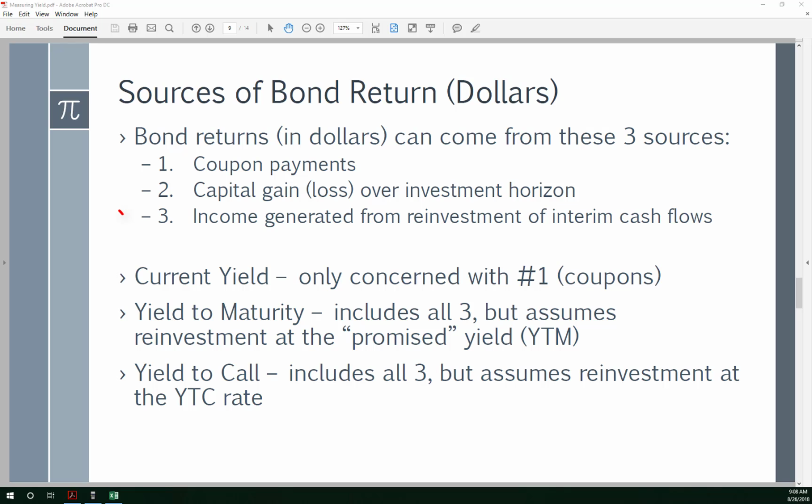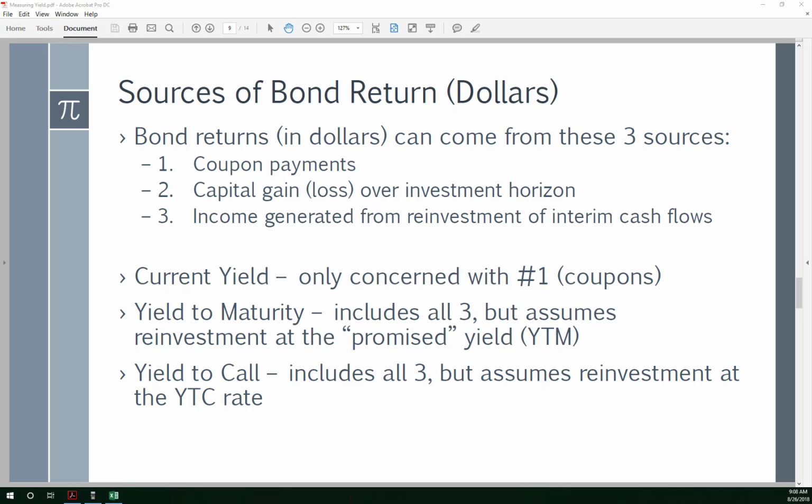Third is income generated from reinvestment of the interim cash flows. So typically we're going to be thinking about the coupon payments you receive. As an investor, as a portfolio investor, frequently you'll be taking that income generated from the bond's coupon payments and reinvesting that, redeploying that into income generating assets, typically other bonds, and so it matters what's happening in the bond markets.